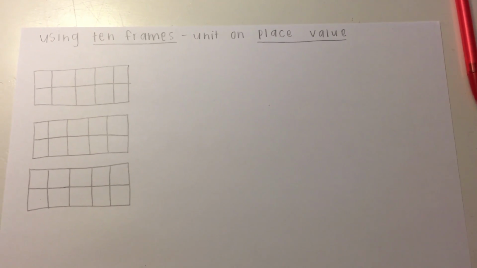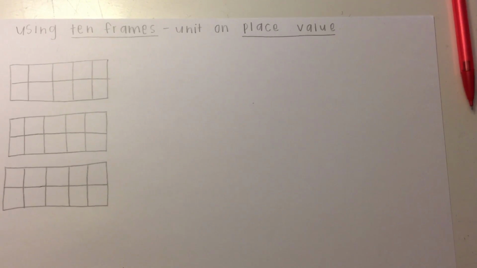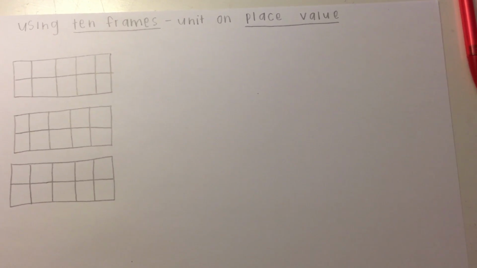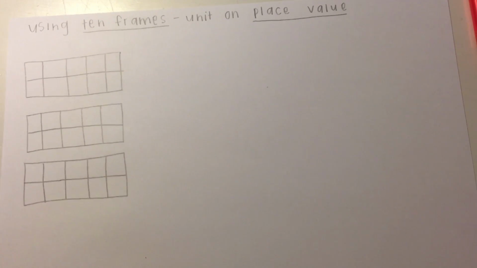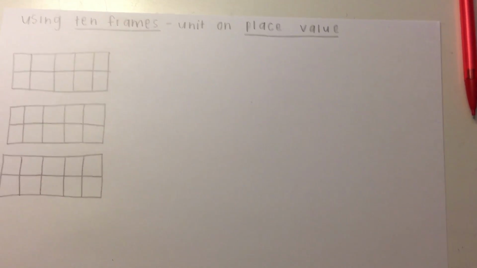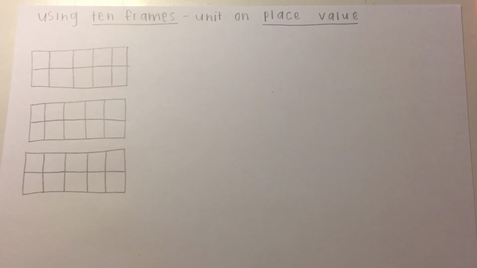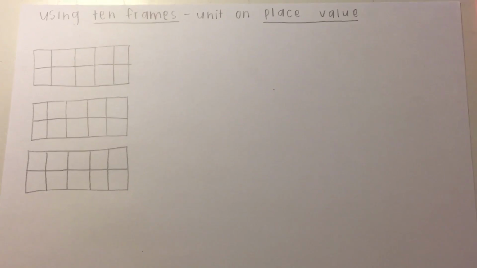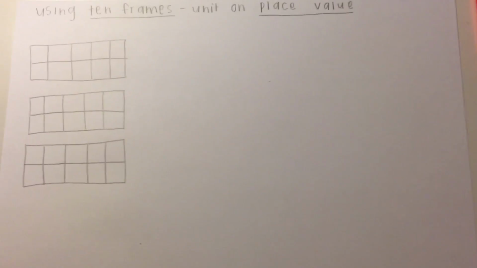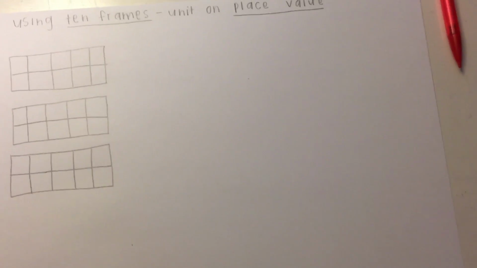Our unit on place value has been focusing on breaking numbers down into how many tens are in a number and how many ones are in a number. In kindergarten, the standard is being able to break down the numbers 1 through 19, but this particular class has been able to use 10 frames and go beyond those numbers.